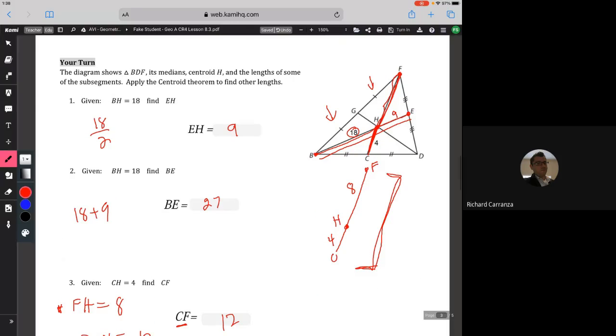So notice that if you have a triangle with the centroid, the outsides are the same. So whatever this part is, it's the same thing as the other part. FE is equal to ED, and BC is equal to CD. And then the middle parts, they're either going to be half or doubled. That's why if I know that this part is 4, I know that the other part is 8. If this part is 9, then the other part is 18.